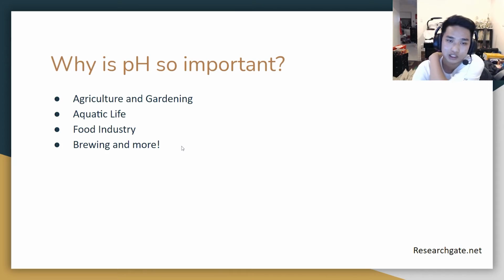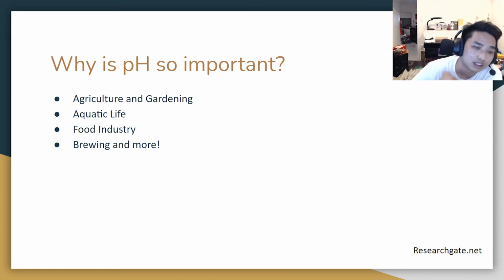Why is pH so important? pH is important because it is used in a lot of everyday life. For example, in the field of agriculture and gardening, soil is a complex system that involves many different factors that are affected by soil pH, such as microbial activity. Plants also have an optimal pH where they can thrive, so pH is very important in plant growth. Next, aquatic life is very regulated with pH as well. Water that has a pH that is too high or too low can be harmful for fish and aquatic life.